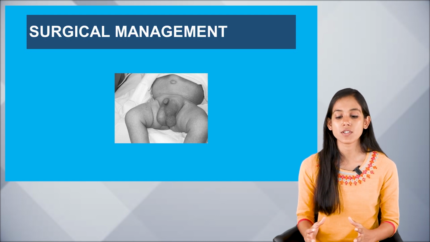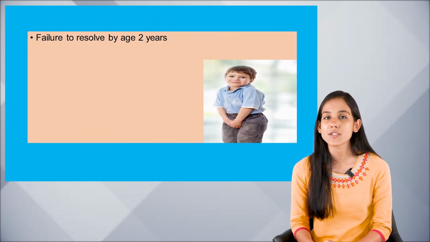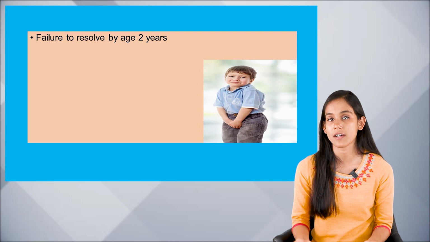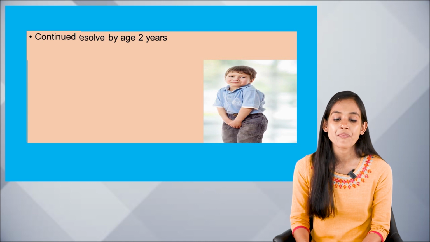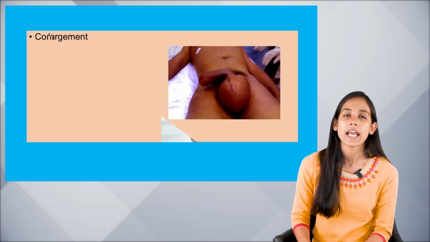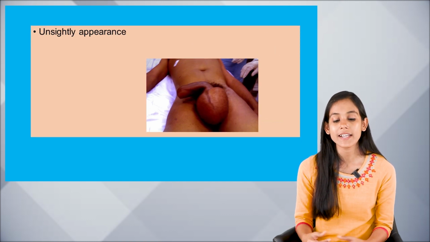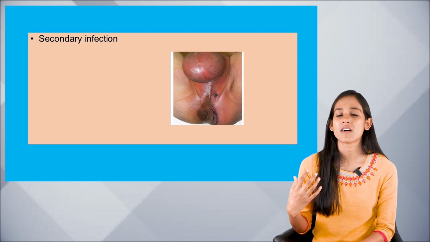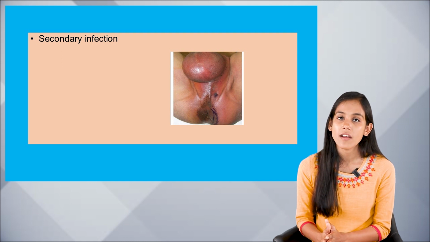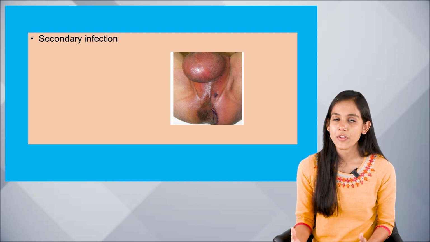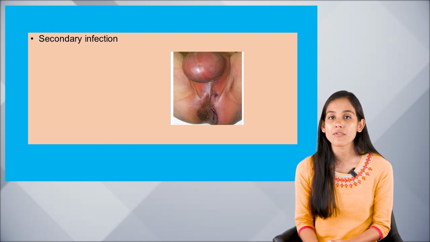Now there are certain factors which indicate that there is need of surgical repair. The first thing is failure to resolve by age 2 years, and then continued discomfort, enlargement in volume, or unsightly appearance. Sometimes the child might also get secondary infection due to this hydrocele, but it is very rare. But that is also a factor which indicates that there is need of hydrocele repair.